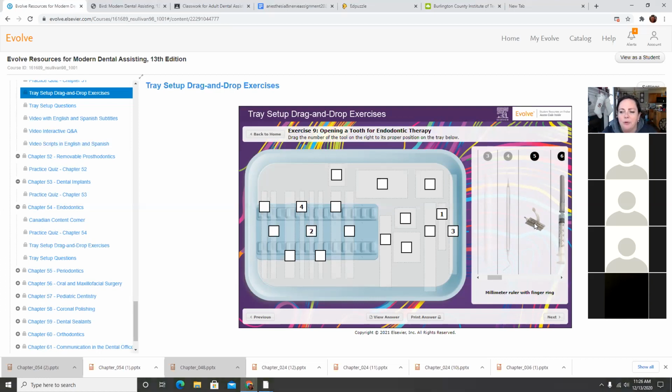This is a millimeter ruler. What do we need a ruler for? To measure how deep we are into the canal. And to measure the files, right? Because that's why we have those stops, because we don't want to go longer than the canal, okay?